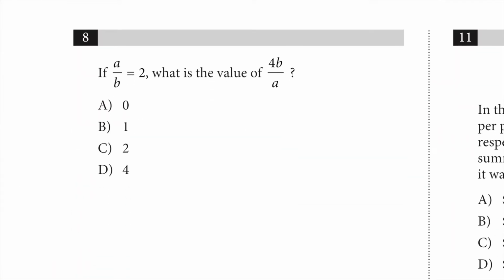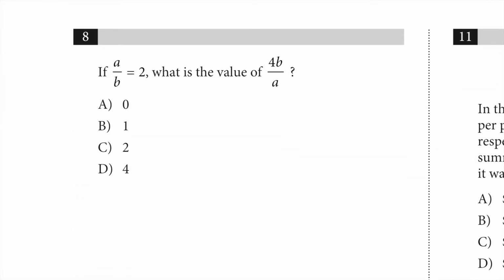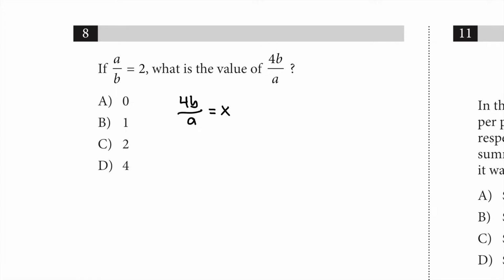Alright. Next up, if A divided by B equals 2, what is the value of 4B divided by A? So we have 4B divided by A, but we don't know what it equals to, so we'll say it equals X. What we're going to try to do is turn the equation into something that has A divided by B, because we know what that equals.